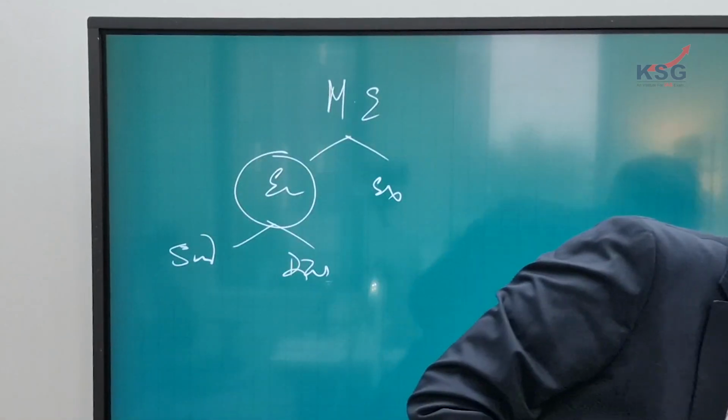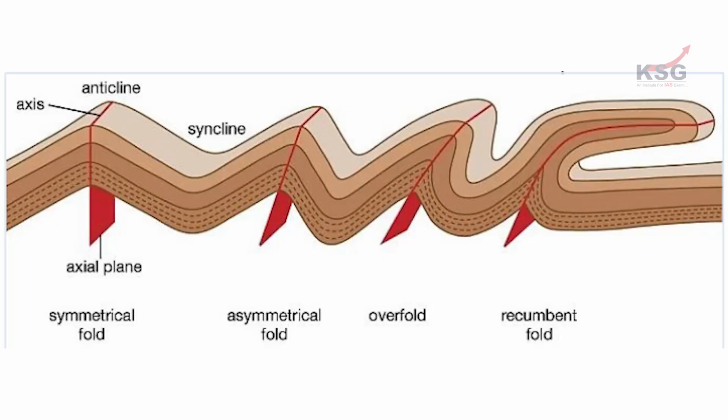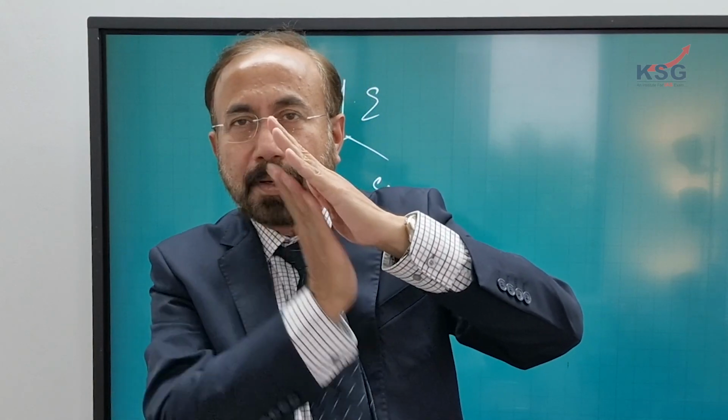And then the plane on which you have got the entire action happening, as you can see in this diagram, is called an axial plane. And then this is the anticline, and this is the syncline I was talking about. And then you can have a symmetrical fold when you have the angle, we call this dip, the angle of inclination that we have got.